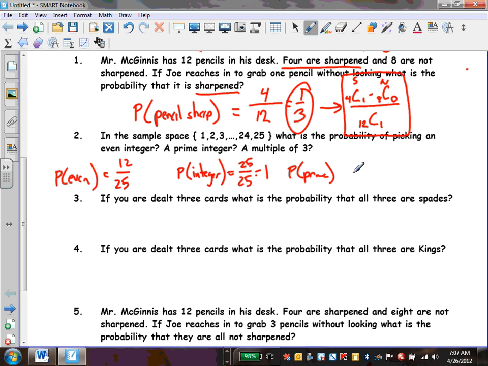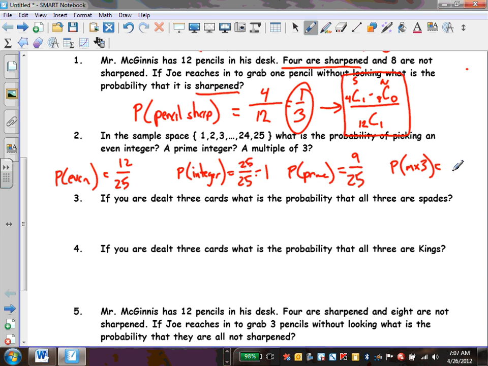So I got, I think, 9. I counted 9 prime numbers divided by 25. Okay. And then we have the probability of a multiple of 3. Okay, so multiple of 3. I'm just abbreviating there, but I do this so we can organize our notation.